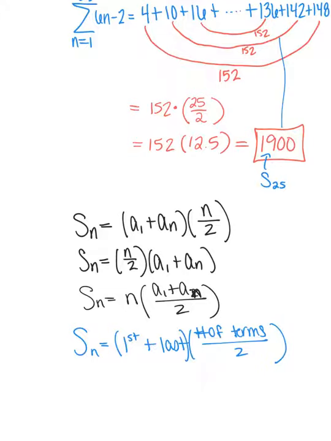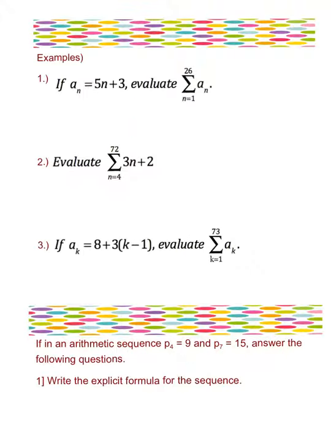All right, so let's take a look at some examples to sum up this lesson. So in the first one, I say if a sub n is equal to 5n plus 3, evaluate the series from n equals 1 to 26 of a sub n. So I'm asking to evaluate n equals 1 to 26 of 5n plus 3. So it's important to recognize that this is arithmetic with a common difference of 5.